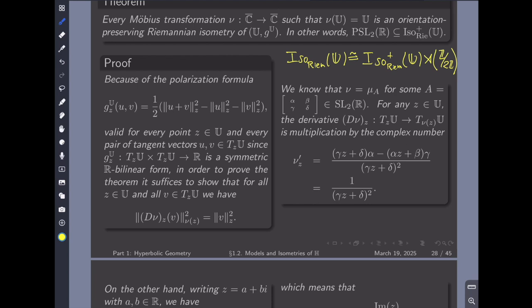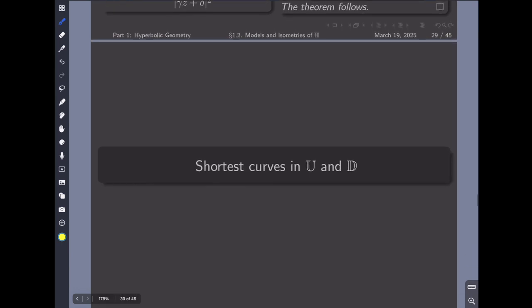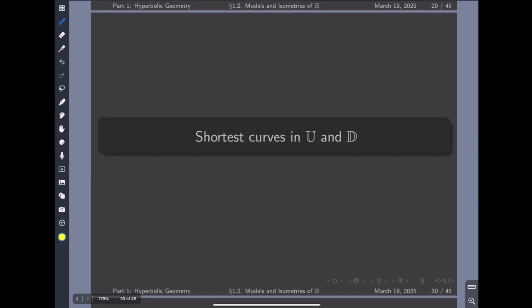Which, by the way, if you want, let me write it like this: PSL2R, which I think some people write as P star SL2R. So I'm not showing all of this, which is very interesting. Now, the shortest curves in U and D.